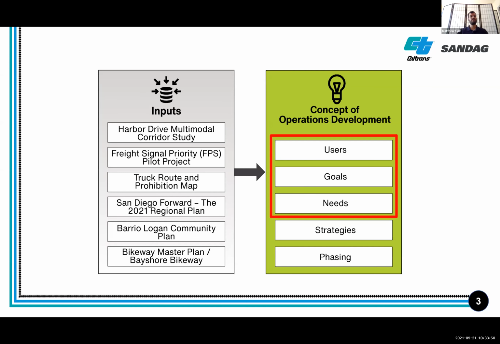So as I mentioned, there's a number of projects that preceded our concept of operations development. Those are the inputs, which are shown on this slide 3, which include the real base for this project, the Harbor Drive Multimodal Corridor Study, which was completed last year, as well as the Freight Signal Priority Pilot Project conducted by the Port of San Diego, the proposed truck route and prohibition map, as well as the other inputs include the San Diego Forward, the 2021 Regional Plan, the Barrio Logan Community Plan, and the Bikeway Master Plan, and in this area, in particular, the Bayshore Bikeway, which is scheduled to go into construction next year.